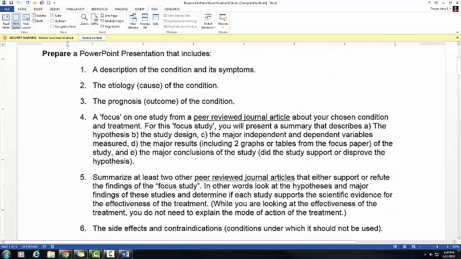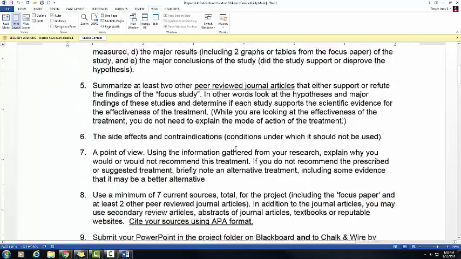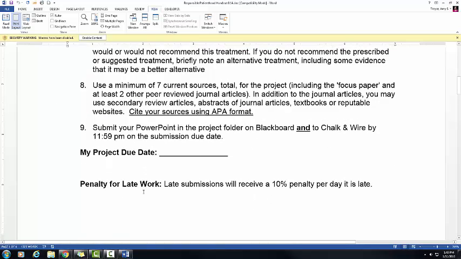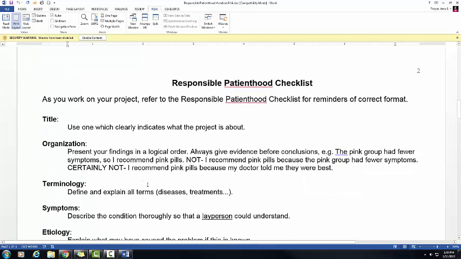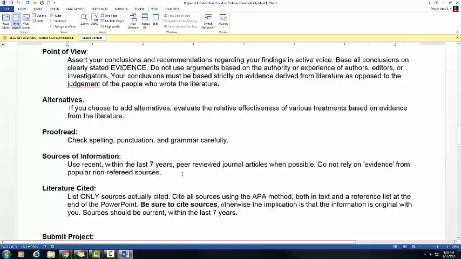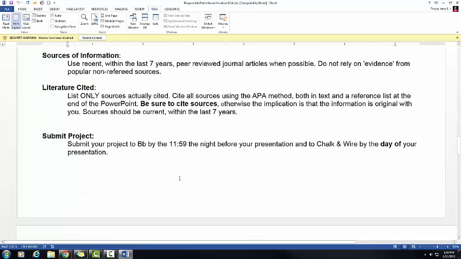So it tells you about the assignment, gives you some general information, talks about when your project was due, when you sign up for it. It also then gives you a checklist, so you can see what I'm looking for in each thing. So it talks a little bit about the title of the organization. It goes through the prognosis and research, all of those various things that you can take a look at.